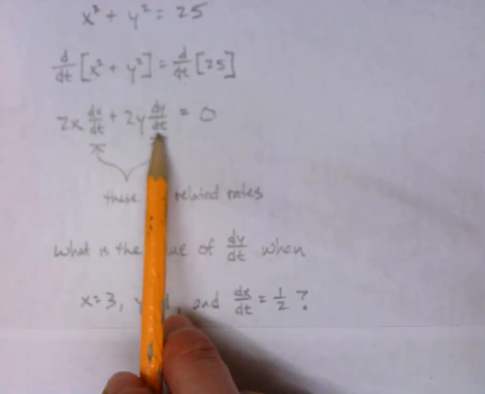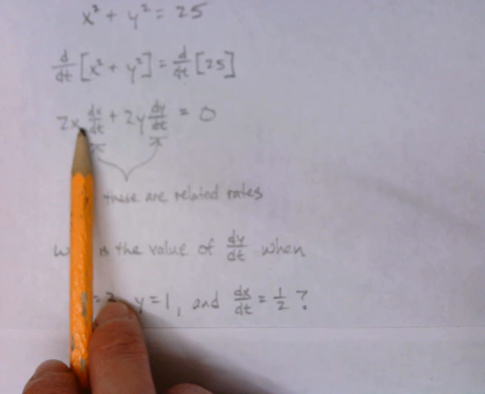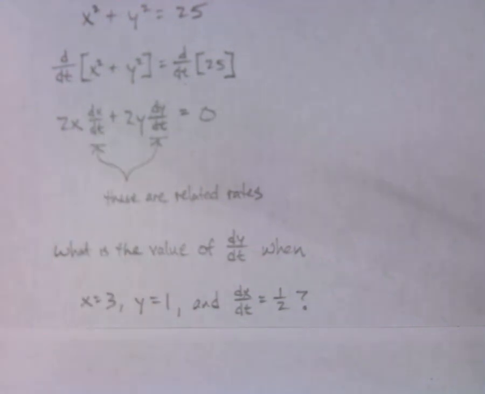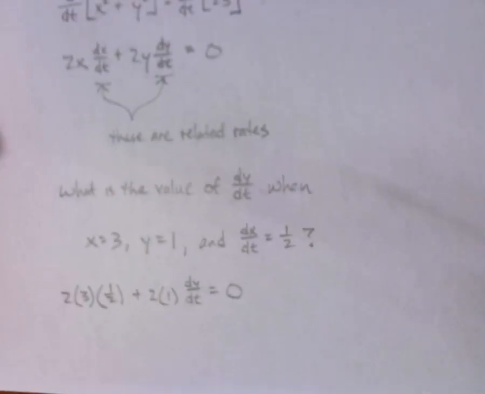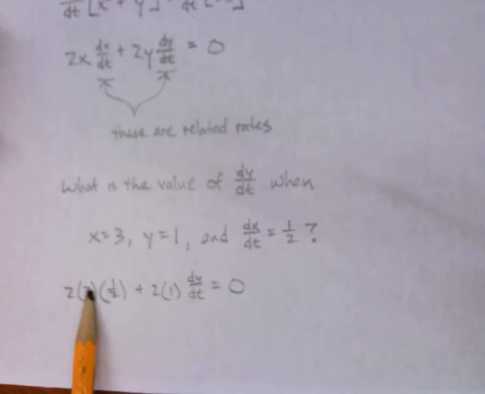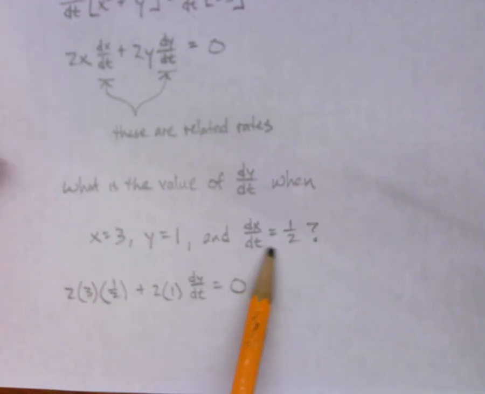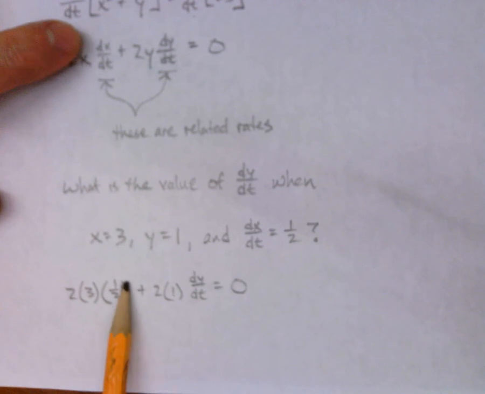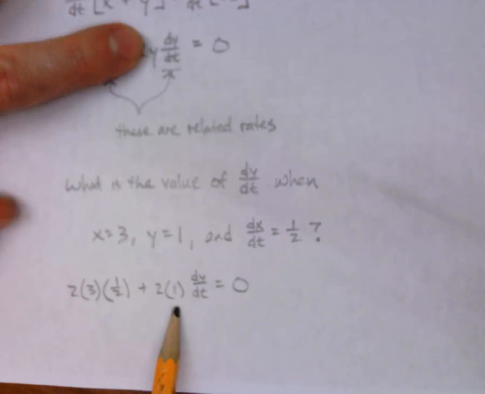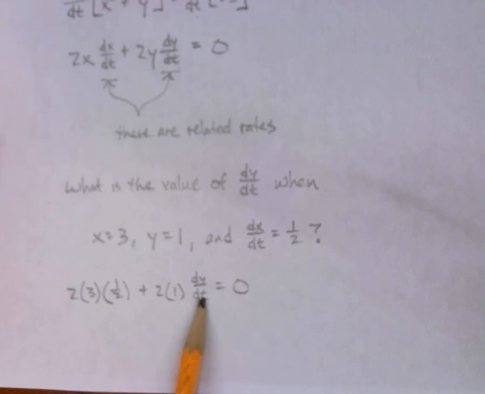What's the value of dy over dt when I'm told the value of x, the value of y, and the value of dx over dt? And well, it's nothing too crazy. It looks kind of intimidating, but all we're going to do is plug those numbers in. If x is 3, then I'm going to plug in 3. If dx over dt is a half, then I'm going to plug in a half. Plus 2 if y is 1. All right, and we're looking for that value.